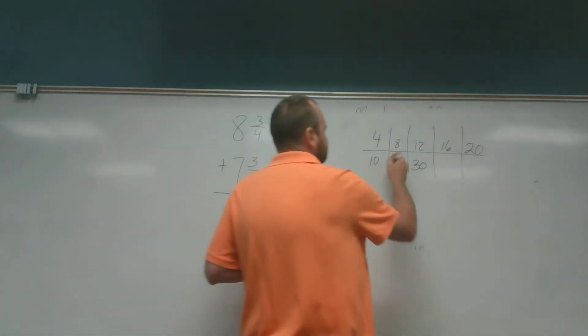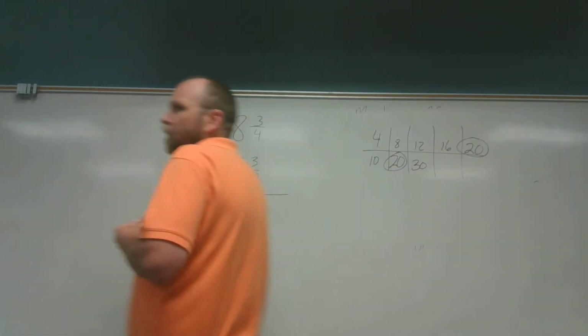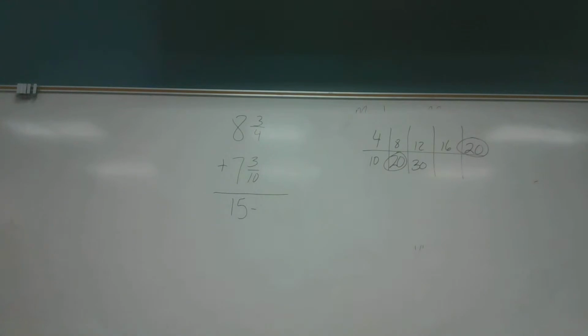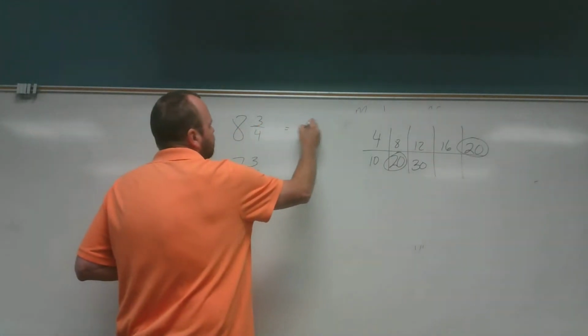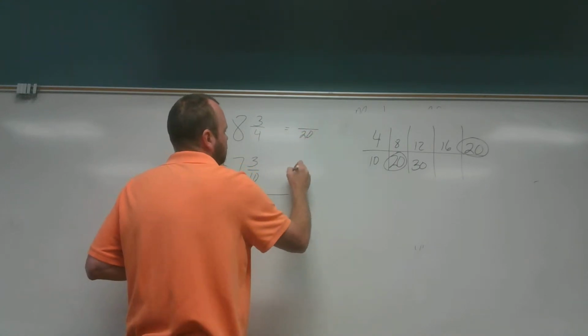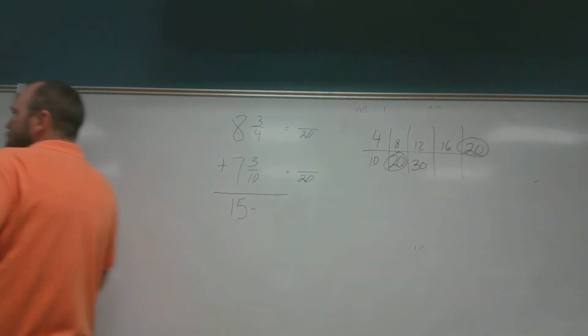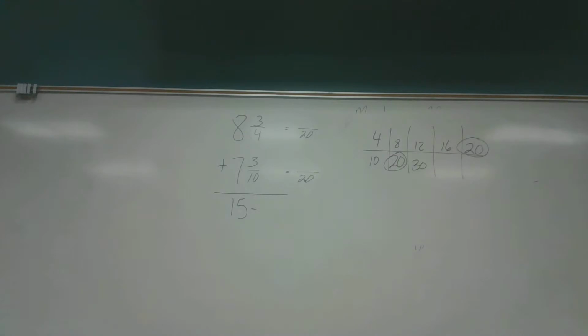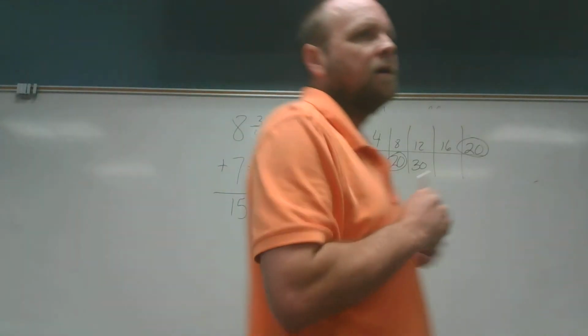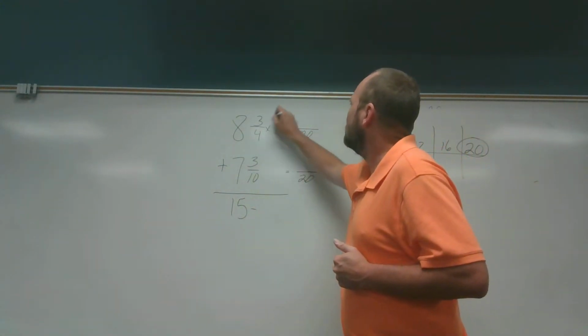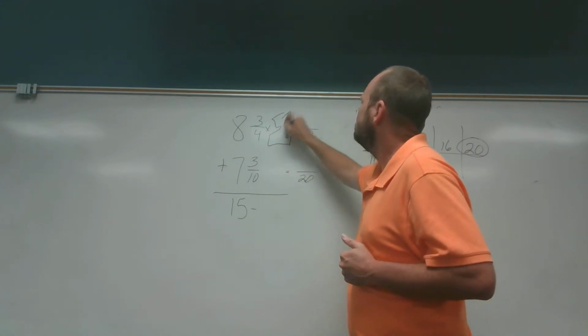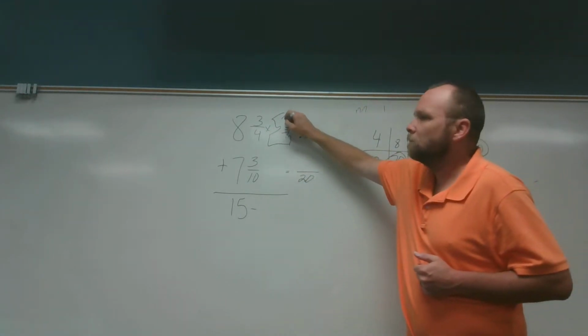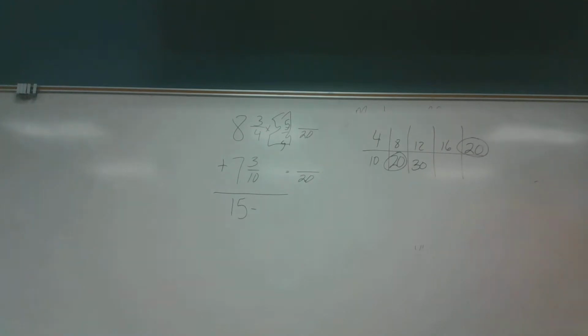20. 20 is the least common denominator. So I'm going to change both of these fractions so that they have a denominator of 20. Kane, 4 times what equals 20? 5. So I multiply this by 5/5. What's my numerator then, Kane? 15.